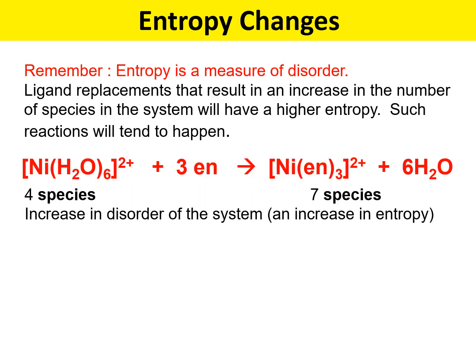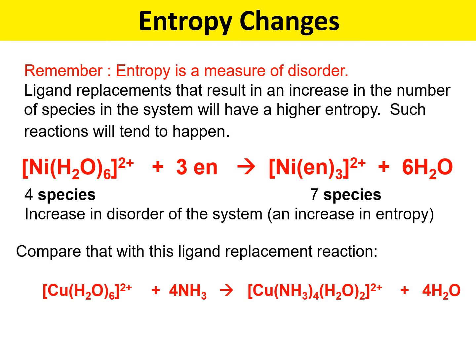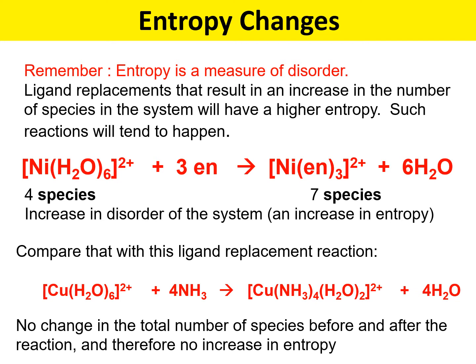Let's look at entropy changes. We met entropy in A2 Unit 1, and it's a measure of disorder. In the example shown, there are 4 species on the left-hand side, but there are 7 species on the right-hand side. This would cause an increase in disorder, which is an increase in entropy. If we look at the example below, we can see that in this case, there is no change in the total number of species before and after the reaction, so there is no increase in entropy.